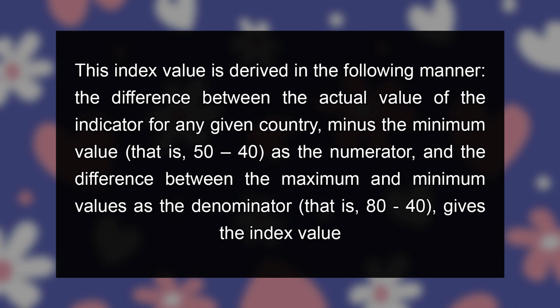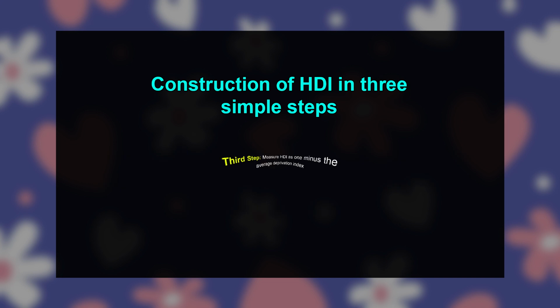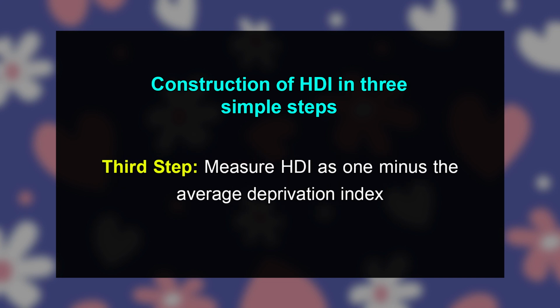This index value is derived as the difference between the actual value of the indicator for any country minus the minimum value as the numerator, and the difference between the maximum and the minimum values as the denominator. It will give us the index value. And the second step is to compile an average indicator by taking a simple average of the human development of all the three indicators. The third step is to measure the Human Development Index as 1 minus the average deprivation index.